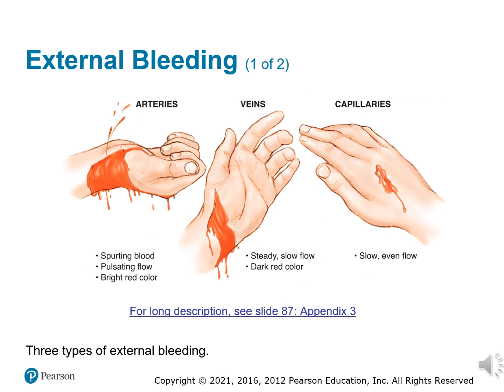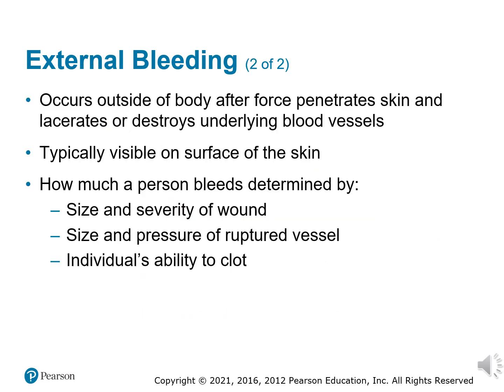But remember, external bleeding or hemorrhage is bleeding that occurs outside of the body. It is typically visible on the surface of the skin. So external, you can see. So again, external bleeding occurs outside of the body after force penetrates the skin and lacerates or destroys the underlying blood vessels. Typically visible on the surface of the skin. How much a person bleeds is determined by the size and severity of the wound, the size and the pressure of the ruptured vessel, and the individual's ability to clot.